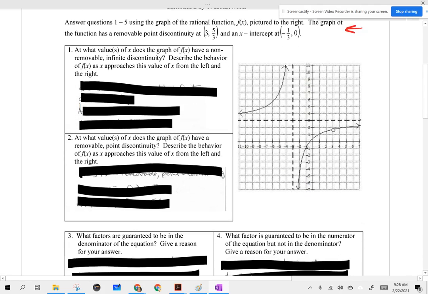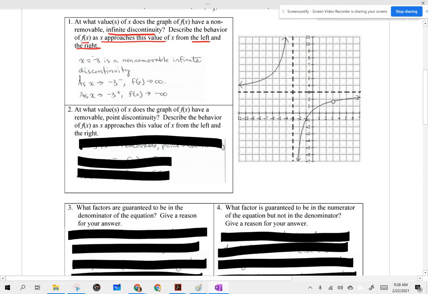Okay, so here's question number 1. At what values of x does the graph have a non-removable infinite discontinuity? Describe the behavior of f of x as x approaches this value from the left and the right. So the proper way to write this is x equals -3 is a non-removable infinite discontinuity. That's going to represent our vertical asymptote. And this is the proper way to write that statement.